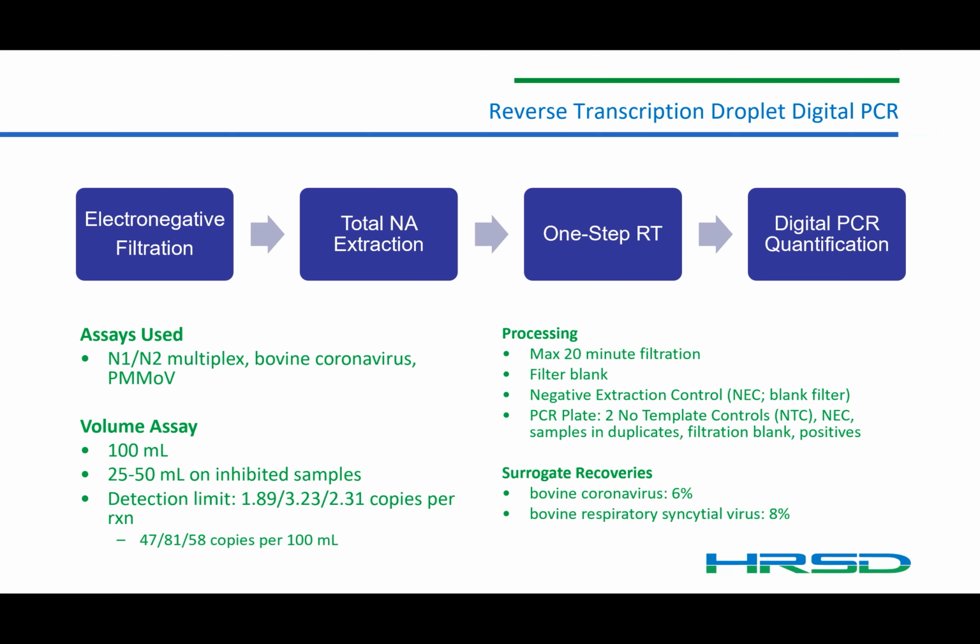In terms of volumes, this is a question that we get asked a lot. How much volume do we process? It's a balancing act between detection limits. The more volume you assay, the lower your detection limit, but you also increase matrix inhibition and matrix effect. So for us, our sweet spot is assaying 100 mL of sample. This gets us a detection limit of about 1.9, 3.2, and 2.3 copies per reaction for the N1, N2, and N3 assays. Or if you like to see those in copies per 100 mL, it's about 47, 81, and 58 for those three assays.